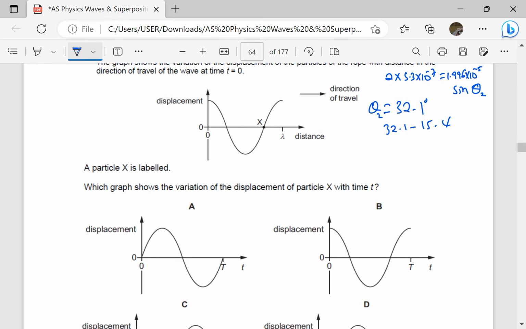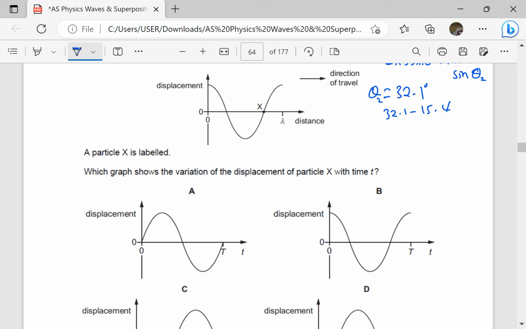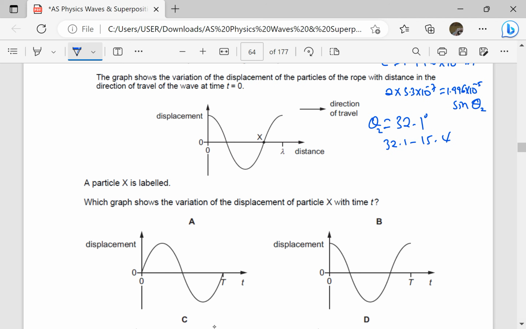A particle x is labeled. Which graph shows the variation of the displacement of particle x with the time t? So they have sketched displacement against distance. Let's say this particle here, this is a full wavelength.